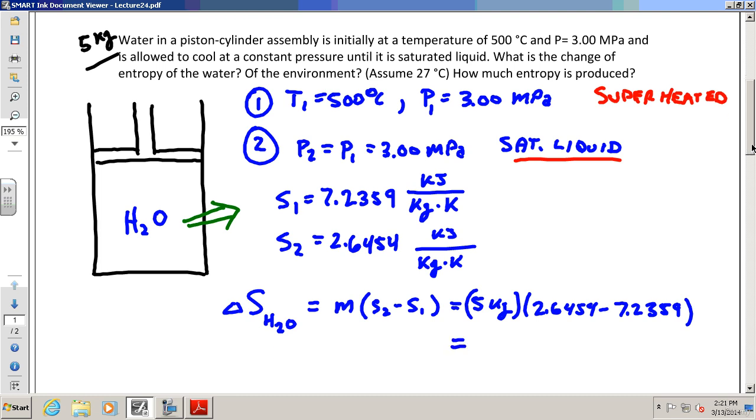And this is definitely a negative number. I can't remember what it is. Maybe somebody could do that for me quickly. I don't have my calculator on me, or I would do it. Negative 22.9525. How about 22.95? Yeah, minus 22.95 kilojoules per K.